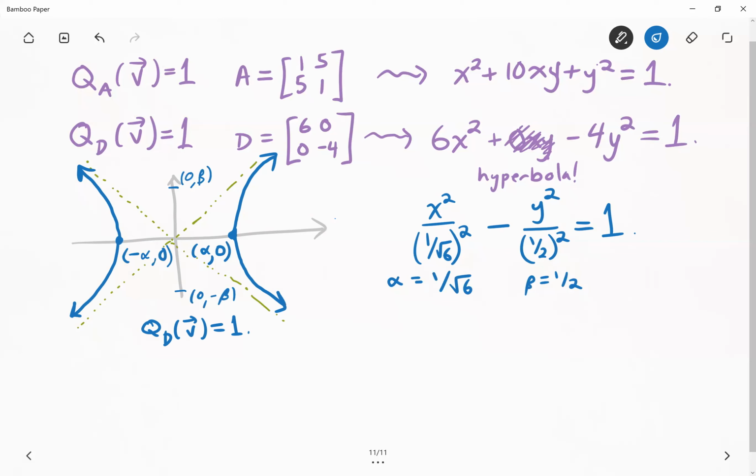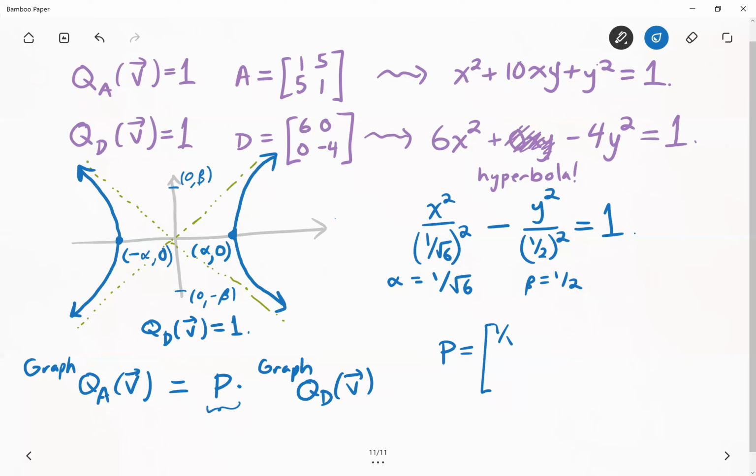However, you might remember from a few slides ago that we're interested in the graph of Q sub A of V. And so Q sub A of V, rather that graph, is equal to the rotated graph, rotated by P. So P times the graph of Q sub D of V. In other words, we want to take this nice graph that we've drawn and rotate it by whatever the amount is specified by the rotation matrix P. And so P is 1 over radical 2, negative 1 over radical 2, 1 over radical 2, 1 over radical 2.